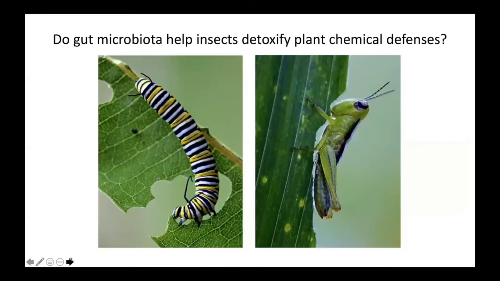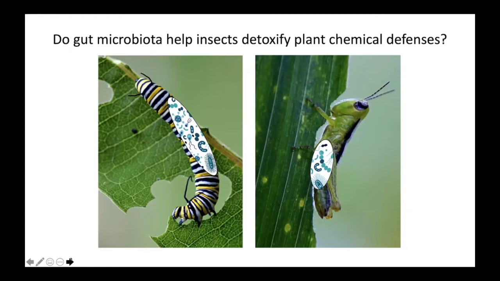However, we've actually almost entirely overlooked a potential third faction in this coevolutionary arms race, which are the microbial inhabitants of the insect gut. And so the theory that gut microbes might detoxify plant poisons has been proposed a bunch of times in the literature. And there's been several studies that have shown this happens in particular insect species. And one of the major goals of my lab's current research is to ask how common this is and how important it is for different insects.